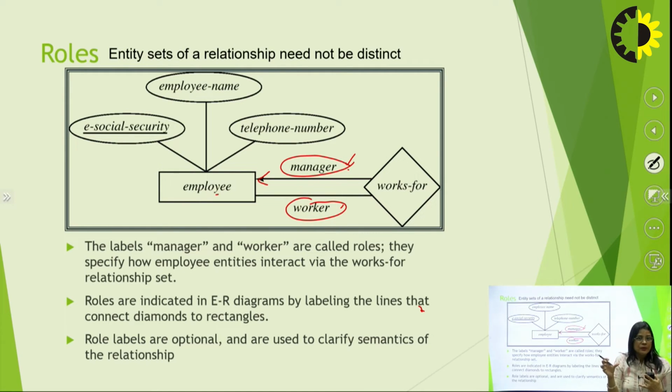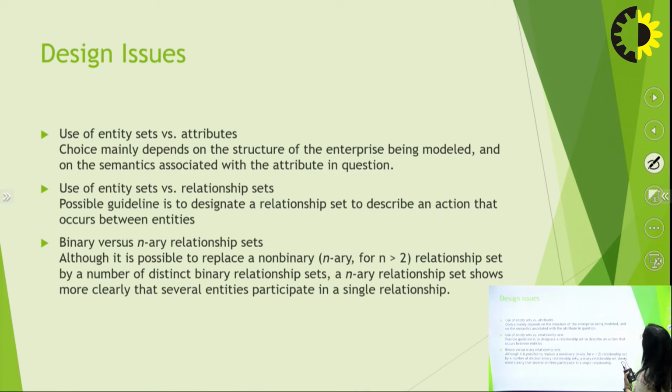So this role is basically required. These are the labels, called roles, like manager and workers. They are required to specify what kind of interaction there is between the entity set and the relationship set. So this is totally optional. If we need to clarify the roles, then only we will write the roles on these arrows. Otherwise, it is totally optional, right?